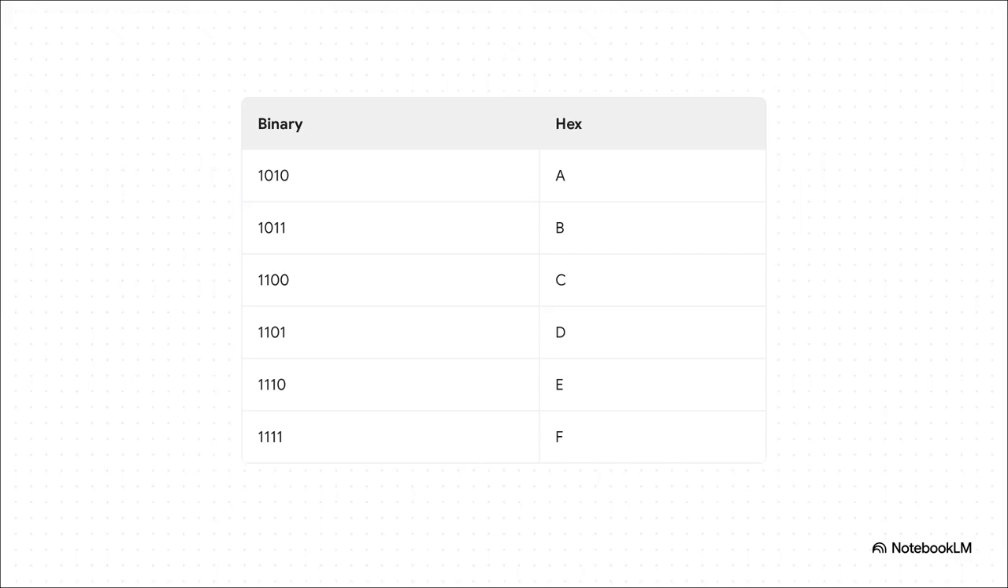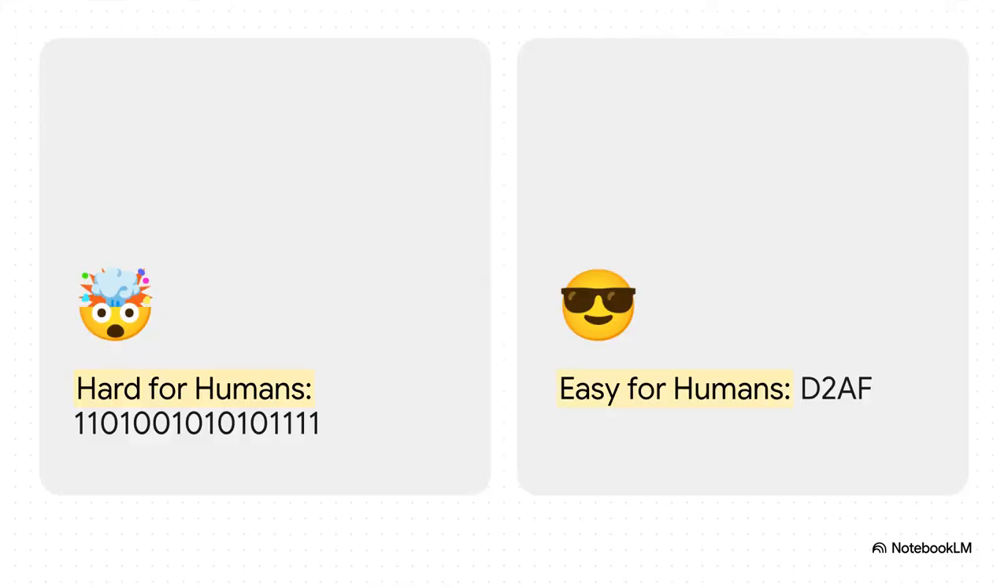See, once you get past the number 9, you just start using letters. So the binary pattern 1010 becomes A, 1011 becomes B, and, just like you see here, the pattern 1101 turns into the single character D. Simple. So remember that crazy long, unreadable binary string from a minute ago? Well, by translating each of those 4-bit chunks, it becomes this short, clean hexadecimal code, D2AF. So much easier to write down and remember, right? They mean the exact same thing. One's for the machine and the other is for us.